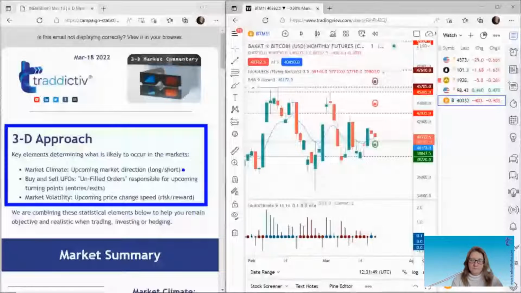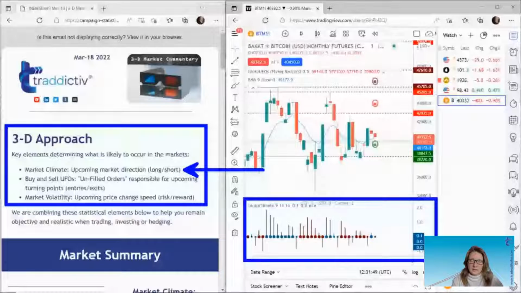Now, the first one is market climate. What this means is, where is the likely upcoming market direction? Is it likely to go up? Is it likely to go down? Or is it not really likely to go anywhere? We use technology to help us. It's this app here called AutoClimate. This is a free app on most platforms you can get it on. And what AutoClimate does is basically tell us where that likely upcoming market direction is.